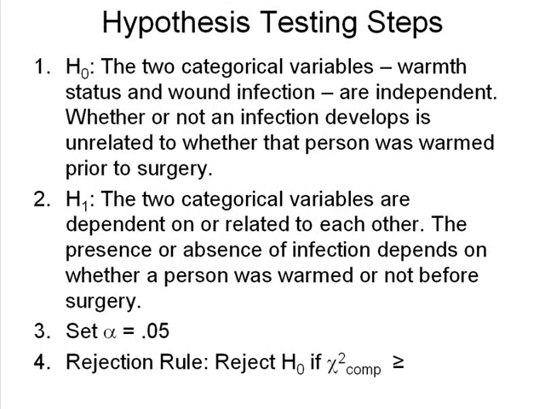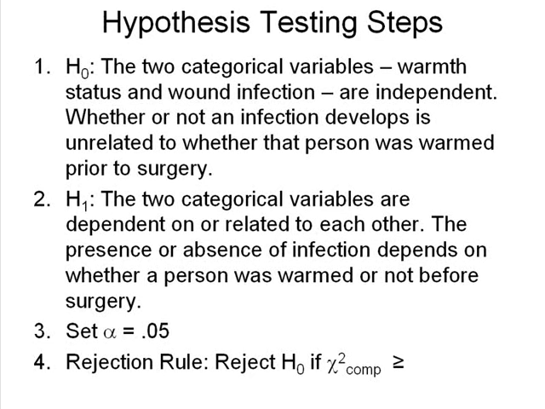Then we have a rejection rule. We're saying rejection rule, reject HO if chi-square comp is greater than or equal to. Now this is a little different. Before we used to put absolute values around our comp number. But with a chi-square, that doesn't need to go there because in chi-squares, we're squaring everything. If it would have been negative, a negative squared is a positive. If it would have been positive, a positive squared is positive. So all chi-squares are positive. We don't have a negative chi-square. So we don't need the absolute value sign.